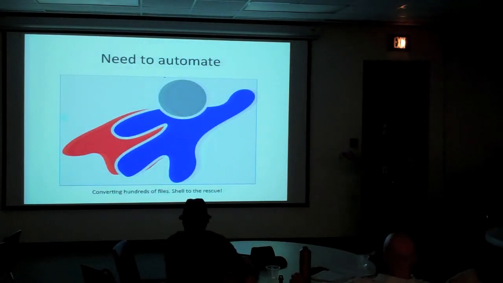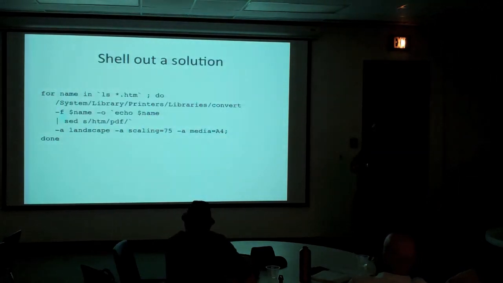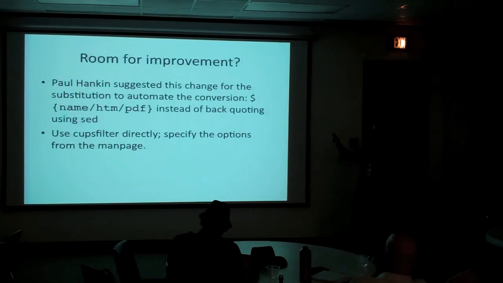So, you know what? We need to automate. I don't want to do these all by hand. And ta-da! Our superhero to the rescue is Shell. I used Bash, but it doesn't matter. I converted hundreds of files using a shell script. So I iterate through, for all HTML files in my directory, I call the convert command with the file name that I'm using, and then I do a little sed command to take my output and put it as a PDF file just for the file name.